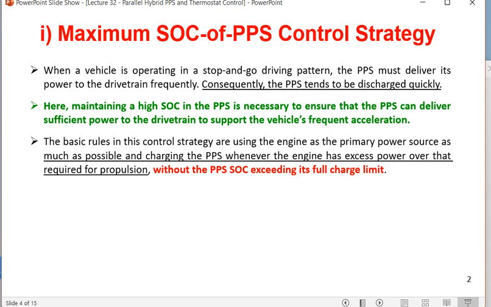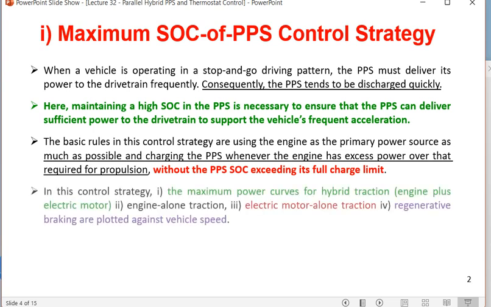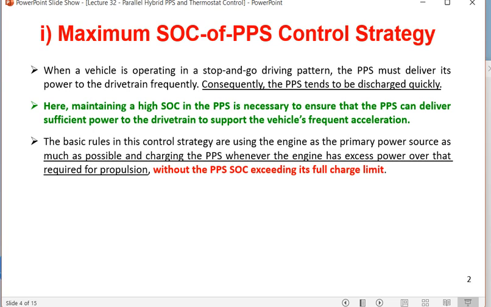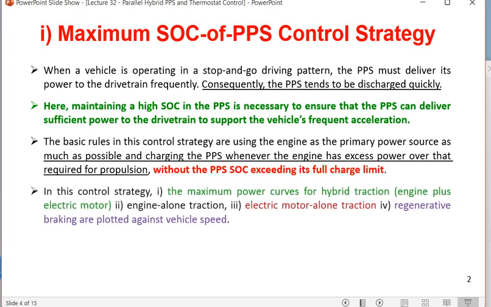So most of the time the engine will be giving out the power to run the vehicle, and whenever the engine has excess power over that required for propulsion, that will charge the PPS. So there are two things. One is when excess power is required from the vehicle: at that time the engine and PPS together will supply the excess power. And secondly, whenever less power is required from the vehicle, at that time the engine will do two things. It will drive the vehicle as well as charge the PPS at the same time. So this is mainly the basis behind the maximum SOC of PPS strategy.